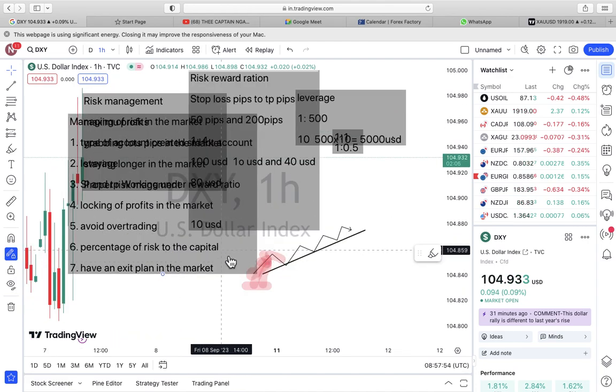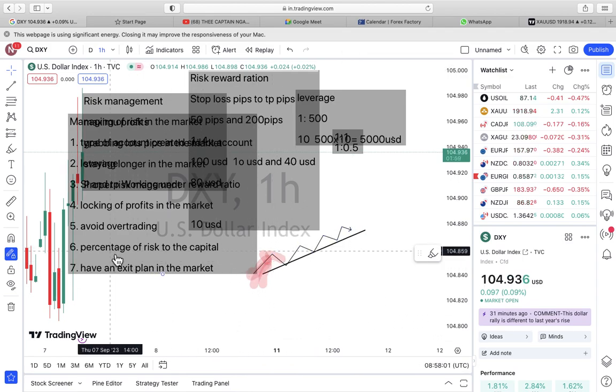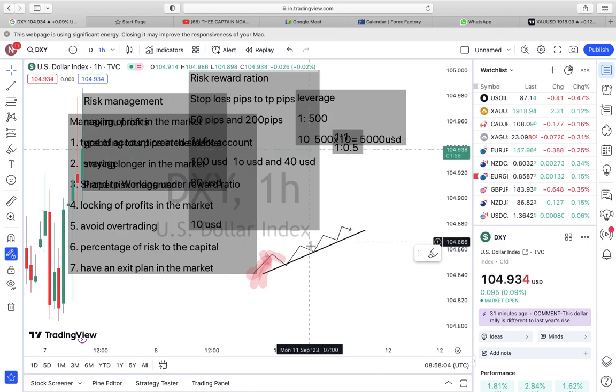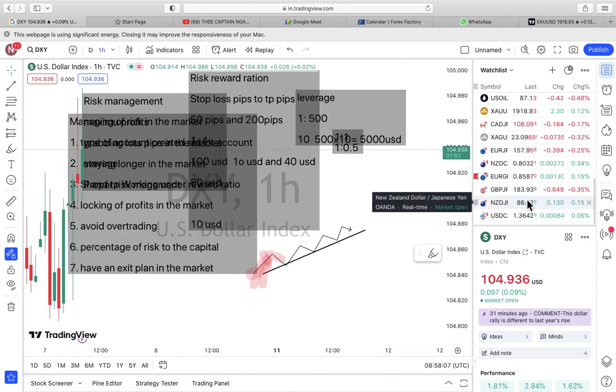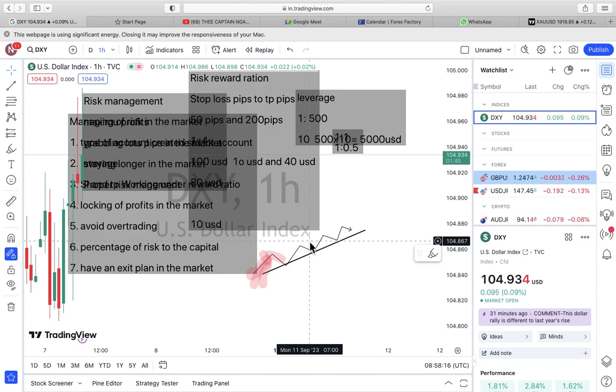I will try to go very fast because I don't want this video to go for a very long time. I'm trying to shorten it. There's something called percentage of risk to the capital. I will always repeat, don't risk more than 5% of your capital in the market unless you have locked the first profit. Let me say the market was in your direction with about 50 pips. Lock the profits and enter new entries. Always make sure you don't risk more than 5% of your capital in the market.